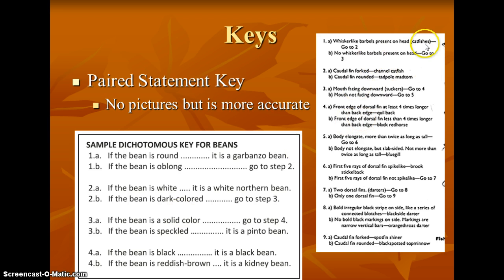Here's another example over here in identifying types of fish, and you can see what the characteristics are. And we're going to do a little bit of practice with this. You'll actually be writing your own paired statement keys to identify some spiders. And so we'll take a look at both of those in our next class period.